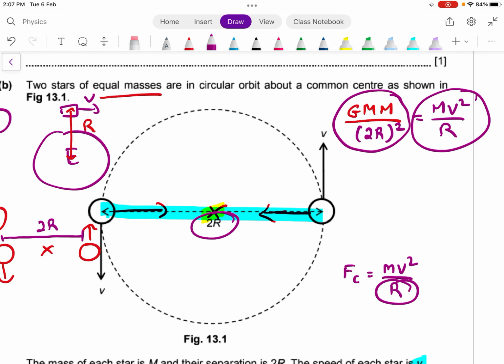The G force provides the centripetal force, meaning mv squared over R. What is the R right here? The R here is the radius of the circle. For example, we are orbiting around this center right here, so the radius of the circle is from here all the way to here. That is why I put R here.